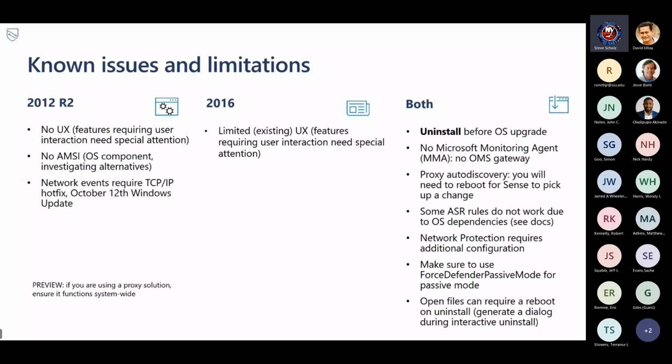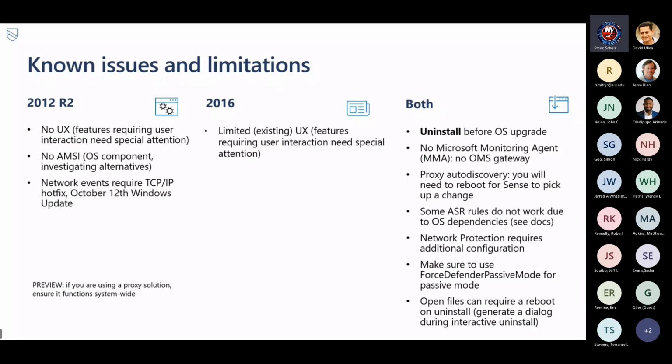Make sure that you also fully understand the implications of not having an MMA agent. Using things like OMS Gateway will not work. So customers need to make sure they have the same connectivity as Server 2019. There are some other callouts there. You can read them yourselves.